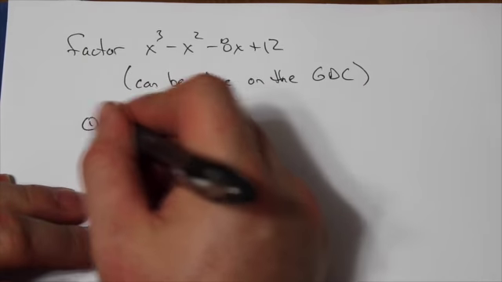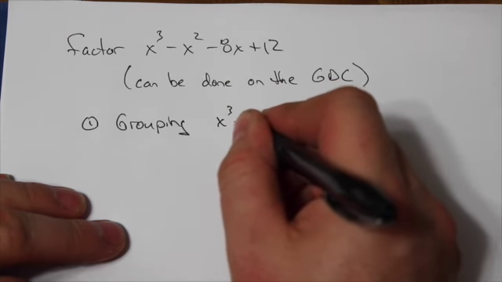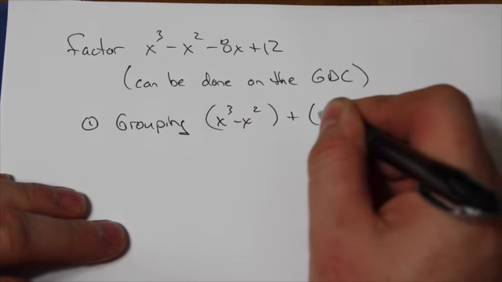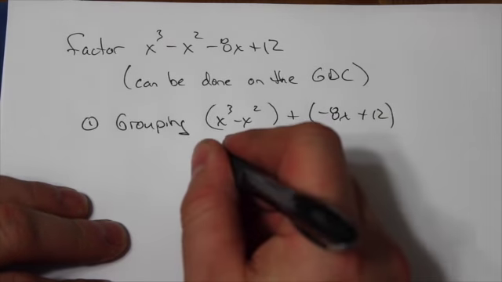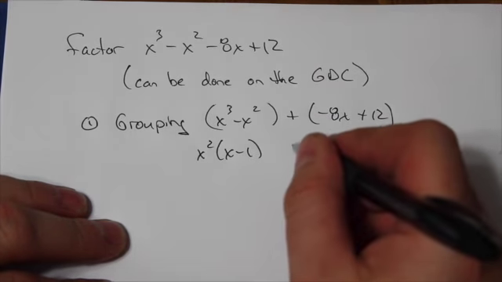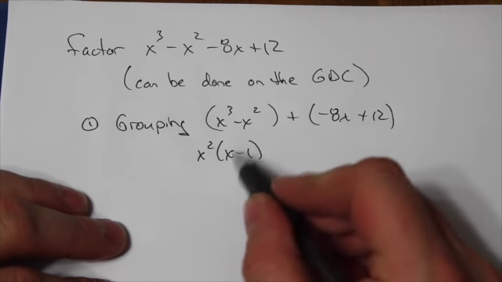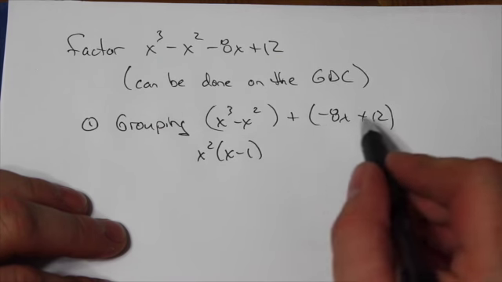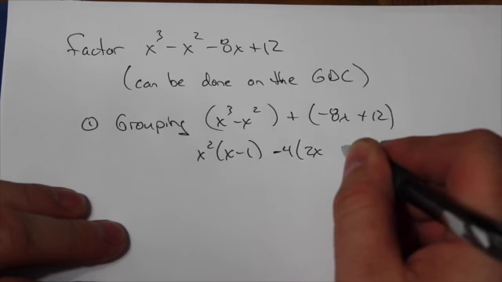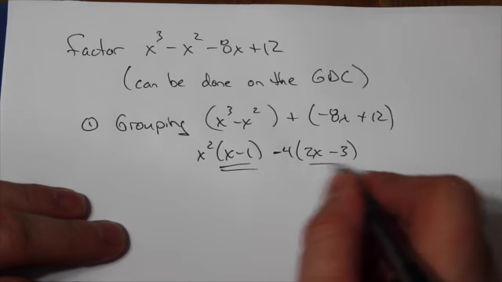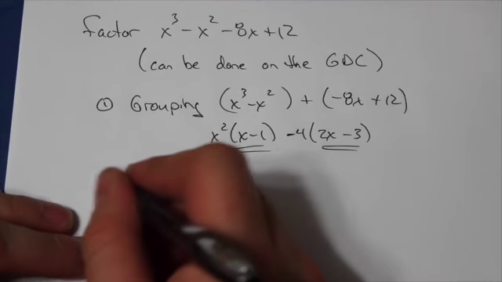First of all, I would try grouping. I'm going to take the first two terms and the last two terms and group them together, and then pull out what's common out of that first binomial, and pull out what's common here. Now I am trying to generate the same binomial here, but the only thing that's common here is a negative 4, and that's going to get me 2x minus 3. Well, dang it, those two aren't the same. So I can't use grouping here, so now I have to move on.